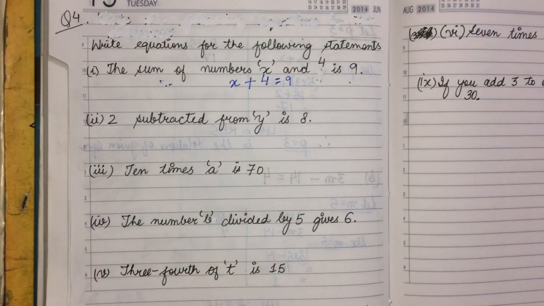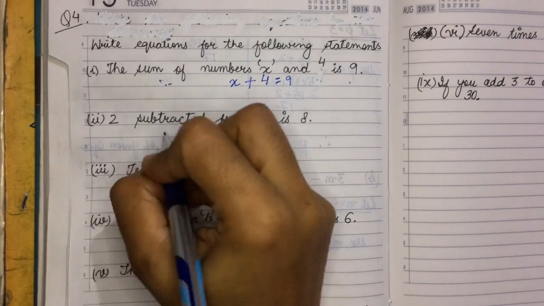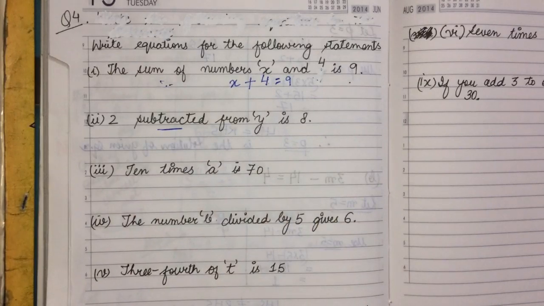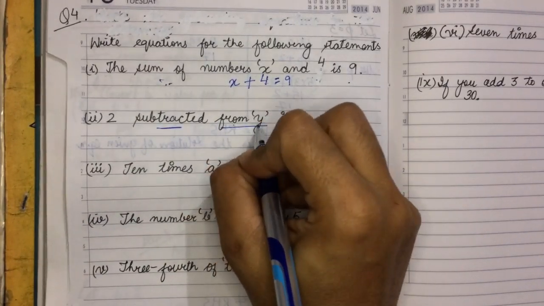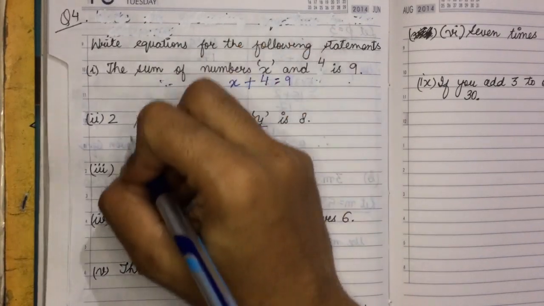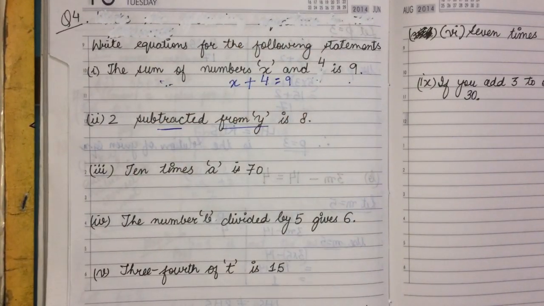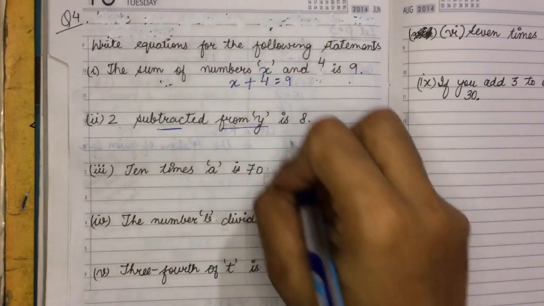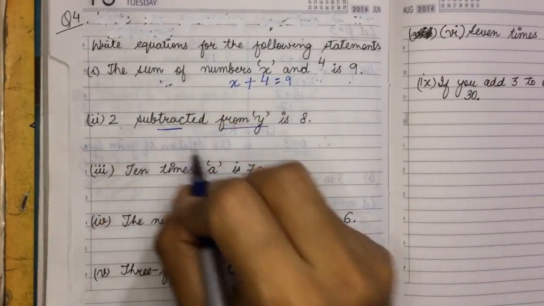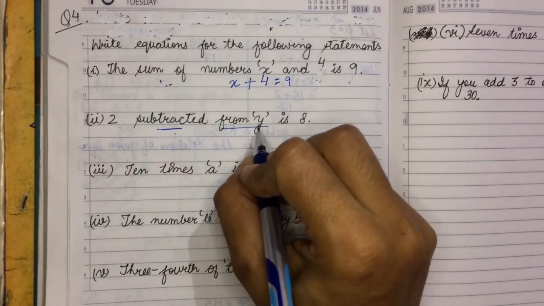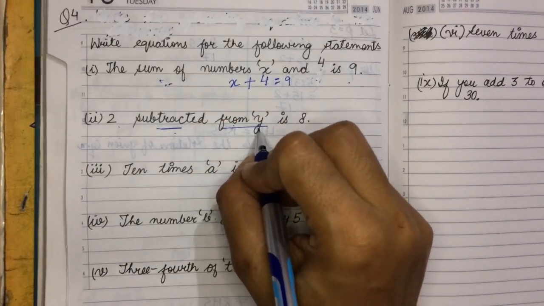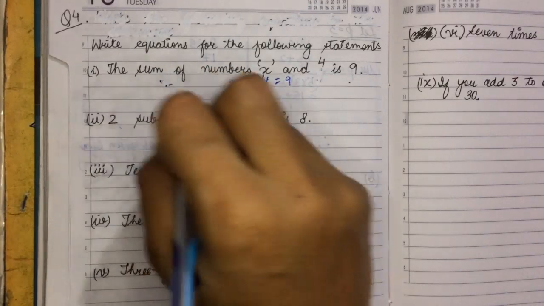Second part, 2 subtracted from y is 8. Now we have subtraction. The order is important. Every time you have subtraction from a number, this value goes in the beginning and this goes afterwards. So the order changes. Whenever you have subtract from, the order changes. That means this is the number, this will be written first and this will be written afterwards.